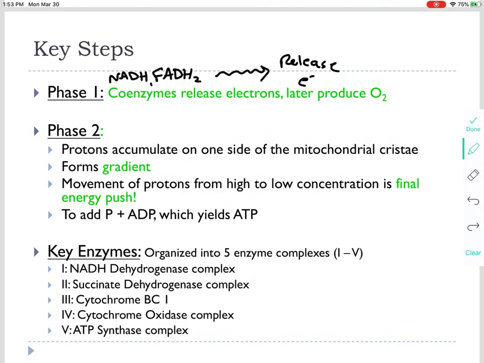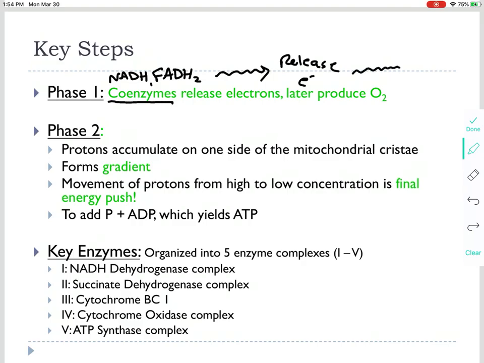Now, wait a minute. You're probably saying there by yourself, but Dr. Jenkins, I remember. What is the job of a coenzyme? There's a method to my madness, ladies and gentlemen. We talked about coenzymes. What was their function? To transport or carry electrons. So up until this point, these coenzymes have been carrying electrons. And part of the name of the electron transport chain is because these coenzymes carry or transport electrons.